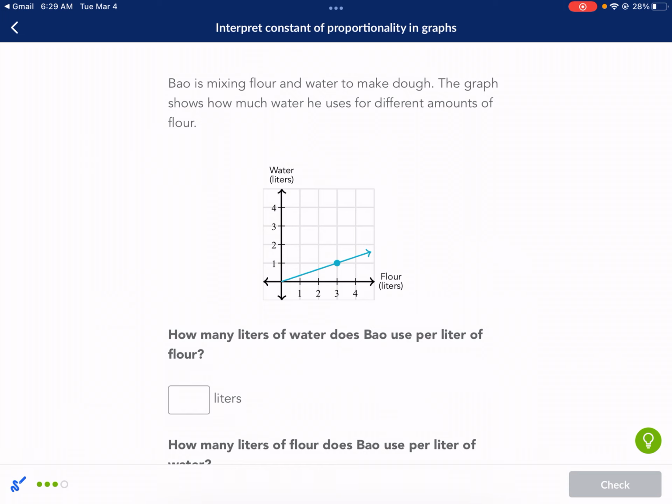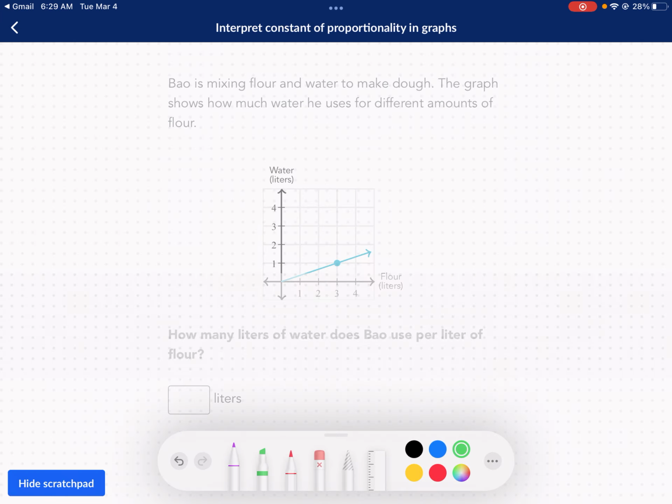Okay, last one. Bao is mixing flour and water to make dough. The graph shows how much water he uses for different amounts of flour. How many liters of water does Bao use per liter of flour? Okay, good question. So we want per liter of flour. That means we need flour on the bottom, that's liters, and then liters of water, H2O, on the top.